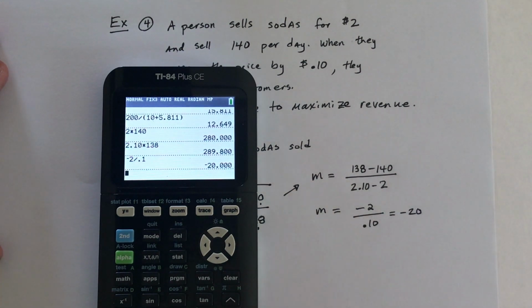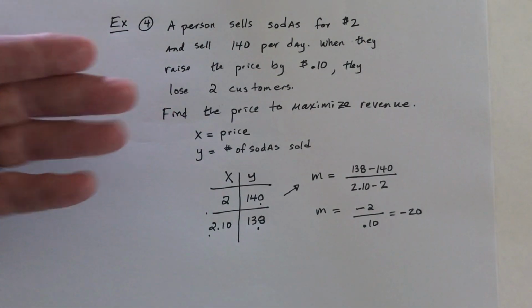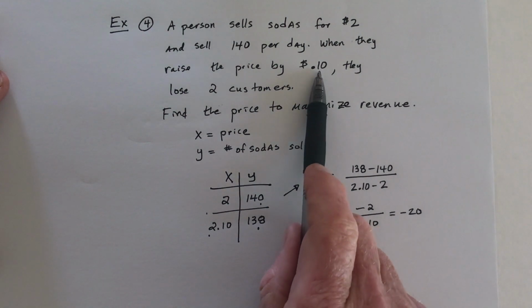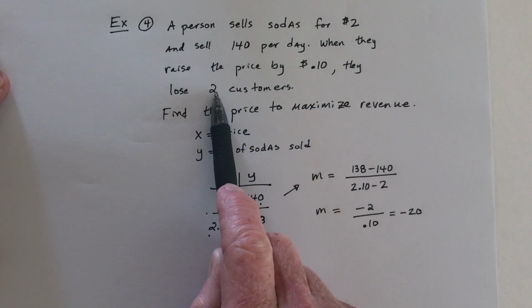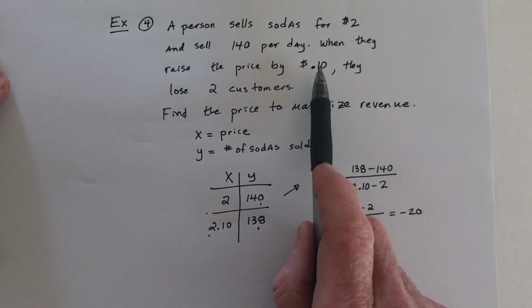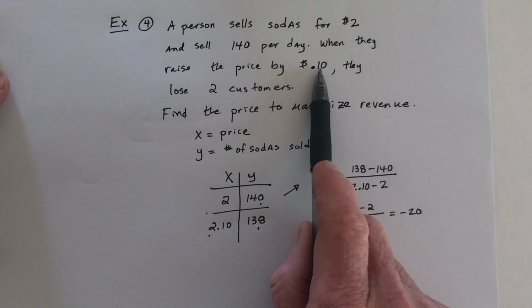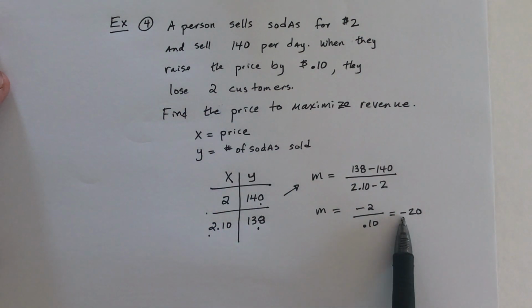And you might be thinking to yourself, that doesn't sound right. Negative 20? There's no negative 20 in here. Yeah, but it's basically saying when they raise it by a dime, they're going to lose 2 customers. And basically this is saying if they raise it by $1, which is 10 times this, then they'll lose 20 customers. And negative means they're losing customers. So they're losing 20 customers if they raise it by $1.